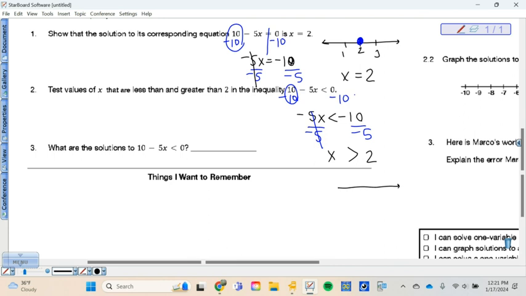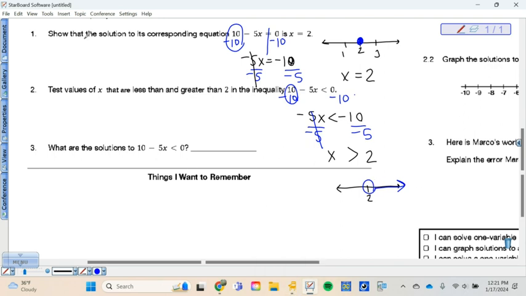So my solution here would be, instead of just one solid dot, what am I going to do for my graph of this inequality? What do I do? 2, open circle. Good, going to the right, because x is greater than 2. So it's everything bigger than 2, not including 2.